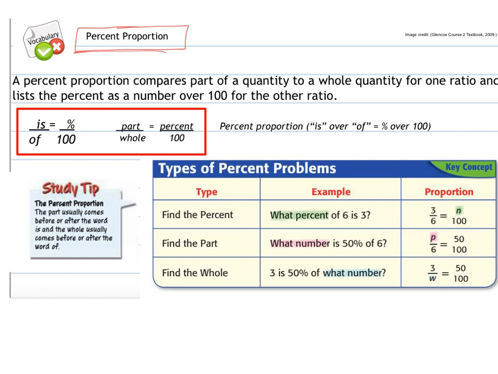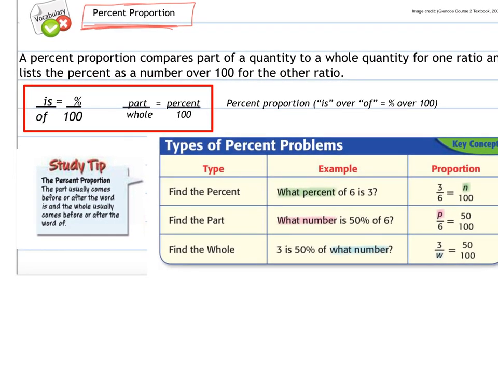So please write percent proportion down on your notebook and write this inside this red box right here. We have is over of equals percent over 100, which is the same as part over whole, and then percent over 100. So a percent proportion compares part of a quantity to a whole quantity for one ratio and lists the percent as a number over 100 for the other ratio. So a proportion, we have two ratios that makes a proportion. Remember, proportions are two ratios that are equal to each other.